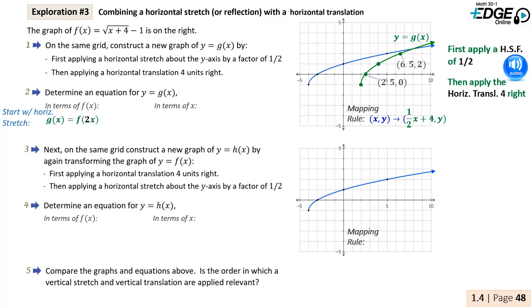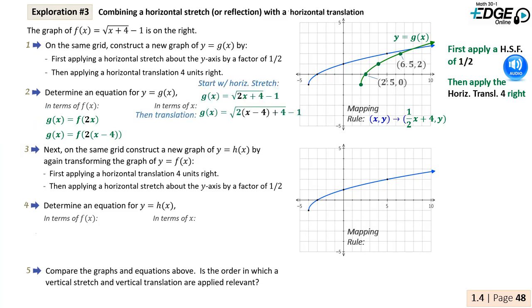When determining the equation, we'll think less in terms of order of operations and more in terms of order of replacements. We will first replace x with 2x, as the stretch was the first transformation applied. Remember, a b value of 2 means that the stretch factor was 1/2. Now, we will replace x in the same equation with x minus 4. This represents the translation of 4 units to the right.